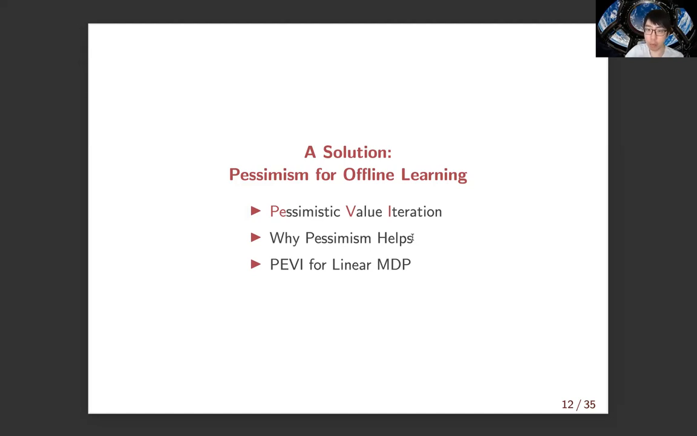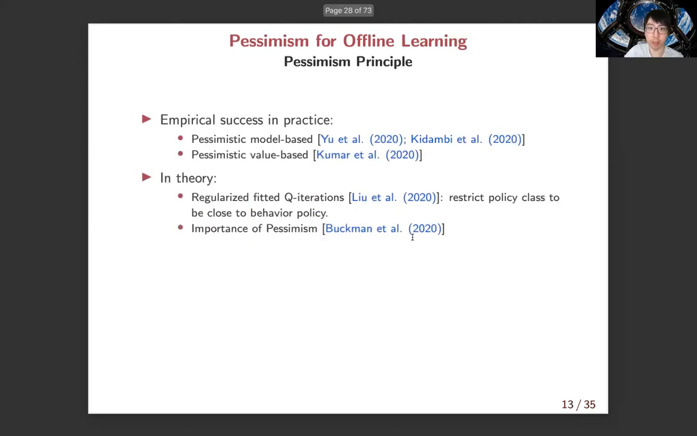And then if we have time, we will try to see the special case of this pessimistic value iteration algorithm for a class of MDPs called linear MDP. So pessimism is known to work in practice in a lot of different settings. For example, there are model-based algorithms and value-based algorithms which achieve state-of-the-art performance in the offline RL benchmarks. And in theory, there are also several related works, for example, regularized fitted Q iteration, where we are trying to restrict the policy class to be close to the behavior policy, which is different from our approach.